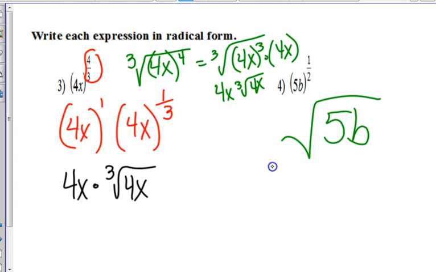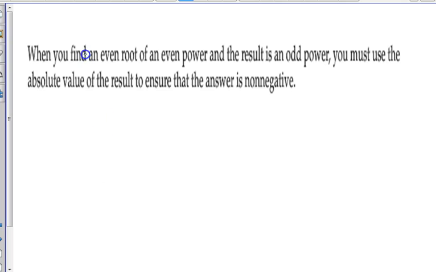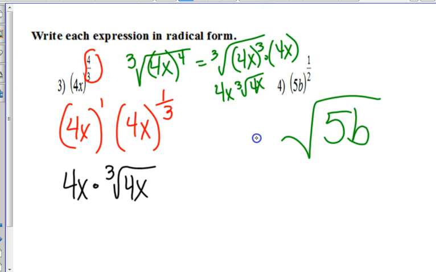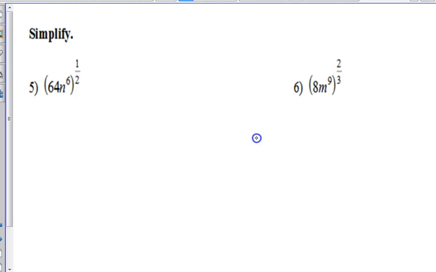So is it any time there's something on the outside, it needs the absolute value? That's a great question. Her question was, does this need an absolute value? The answer is no, because it's a cube root. Cube root can be negative. The rule said if you find an even root of an even power and you end up with an odd power. That's why I'm not going to worry about it, because it doesn't happen that often and it's very confusing.